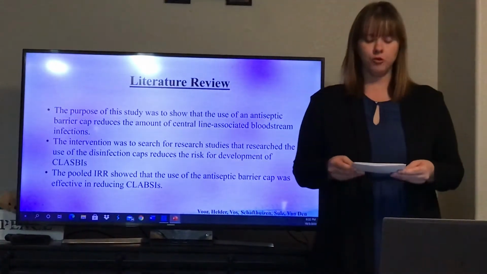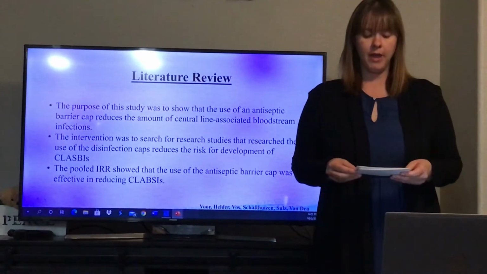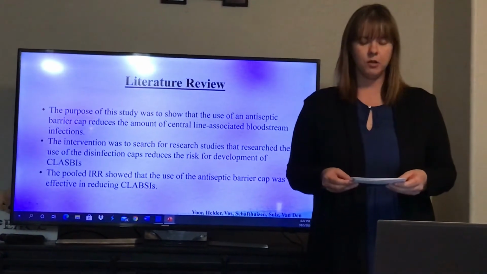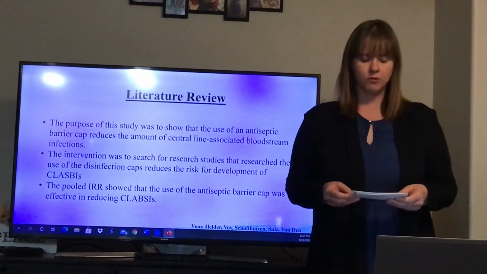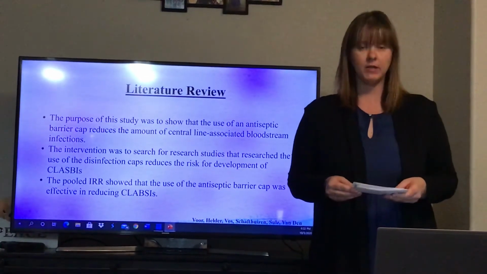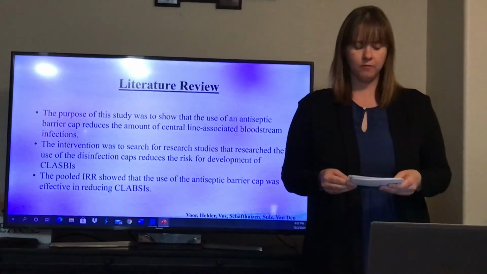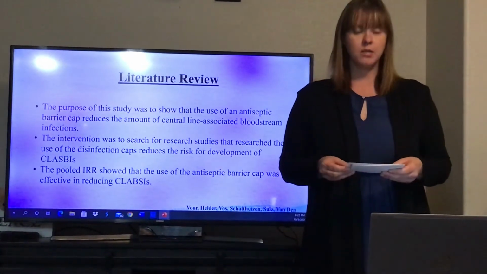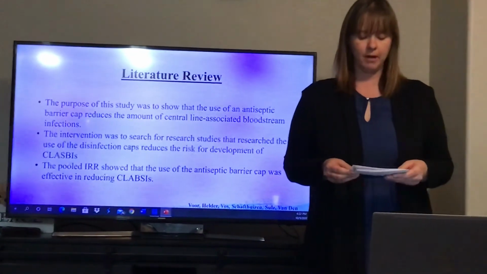The third literature review showed the use of an antiseptic barrier cap reduces the amount of central line associated bloodstream infections. The researchers searched for research studies that researched the use of disinfectant caps at reducing the risk for development of central line associated bloodstream infections. 9 studies were included in the systematic review.